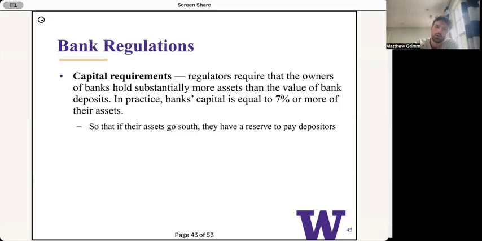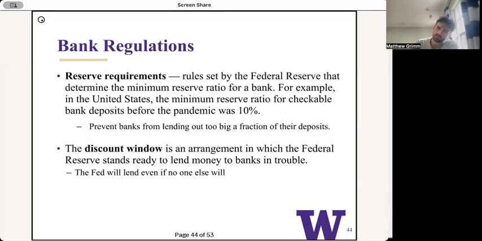Okay, a capital requirement means that regulators require that the owners of banks hold substantially more assets than the value of the bank deposits. In practice, banks' capital is equal to 7% or more of their assets, so that if their assets go south, they have the reserve to pay depositors. This is a great thing.